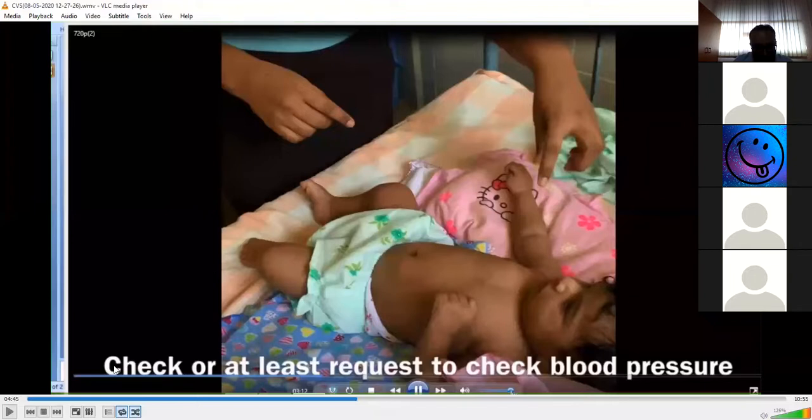Okay, it's better if you can check the blood pressure, but in an exam situation, I'm talking about exam, you have only 10 minutes. So you have only 7 minutes to do the full cardiovascular system examination. So if you are running out of time, you don't need to check the blood pressure. At least request to check the blood pressure. Then we might give you the findings. Especially in a child like this, we will never ask you to check the blood pressure because it's time-consuming. But at least you need to request to check the blood pressure.